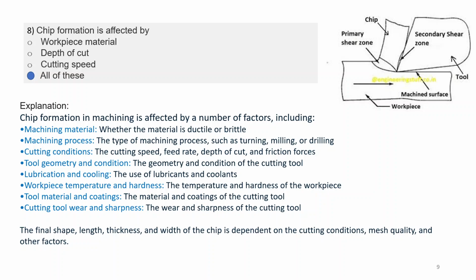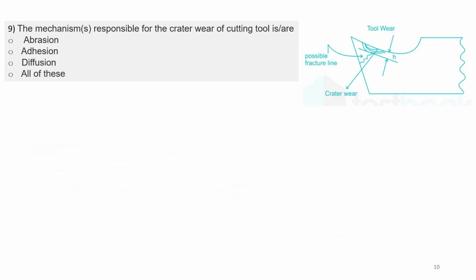Tool material and coatings, that is, the material and coatings on the cutting tool, and the wear and sharpness of the cutting tool. The final shape, length, thickness and width of the chip depend on the cutting conditions, mesh quality and other factors. Next question: the mechanisms responsible for the crater wear of a cutting tool are: abrasion, adhesion, diffusion, or all of these.